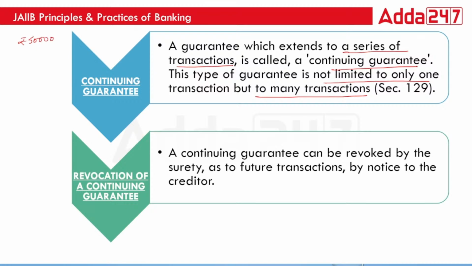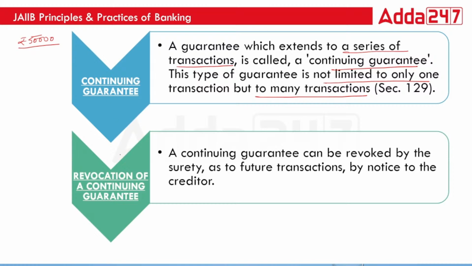So up to 50,000, kids are allowed to buy anything from the shop. Suppose it is a stationery shop, and kids can buy multiple things multiple times up to 50,000. Once it reaches 50,000, the shopkeeper will come to the father and say that you had given us a continuing guarantee that the kids can purchase up to 50,000, and after that he will stop because he will need the payment now.